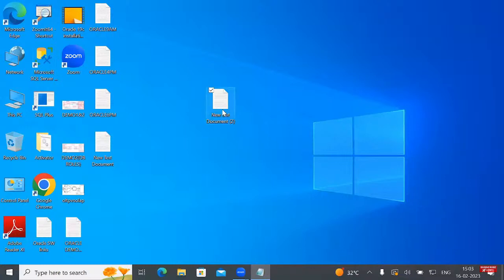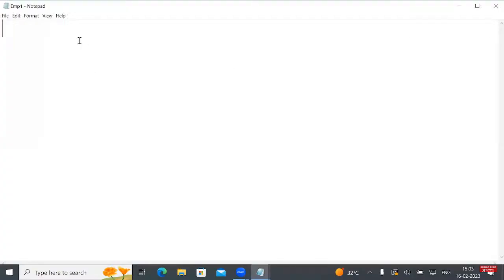Now you can see one file is there. I'm creating this file. Suppose some employees are working. So EMP1, one file name I created, and now I'm going to save some employees' data. Who are working in my company, that employees' information I'm storing here. So employee details.